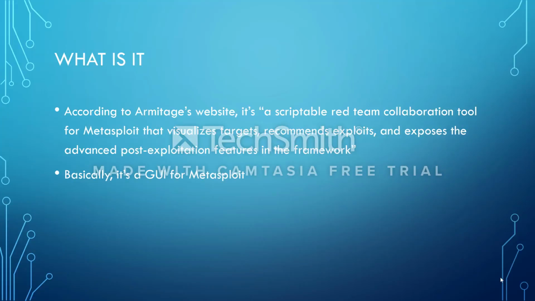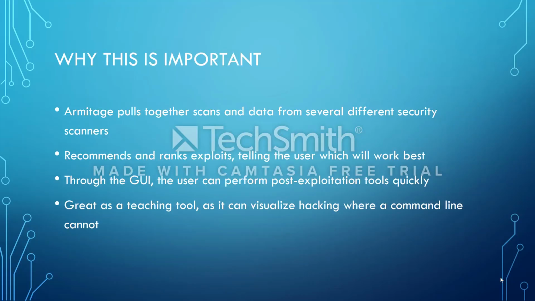So what is Armitage? The Armitage website gives this big long quote about how it's a great collaboration tool for red teaming and recommends exploitations and everything else under the sun. But basically, it is a GUI for Metasploit. So you might be wondering, why is this important? Why is it important to have a GUI for Metasploit?